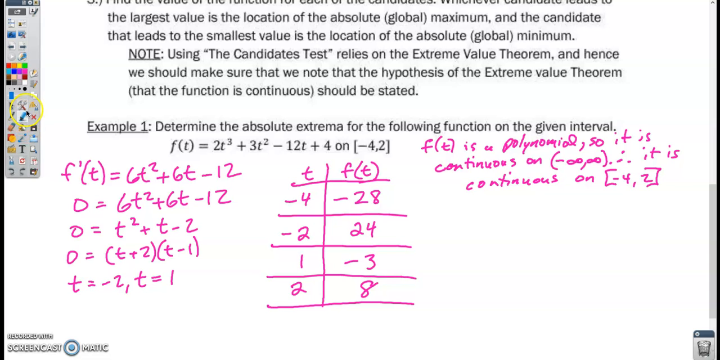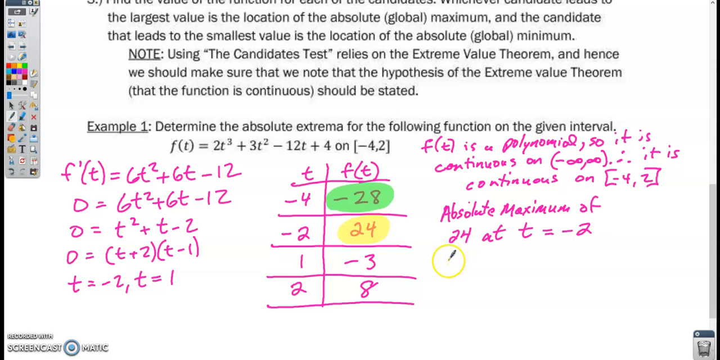I find the very smallest, that's that -28 right there, and I find the very largest. That's that value right there. And so I have an absolute maximum of 24 at t equals -2.